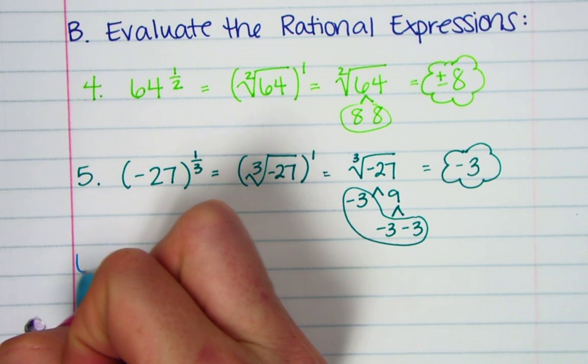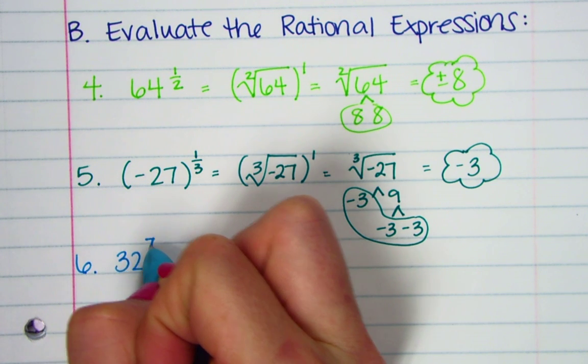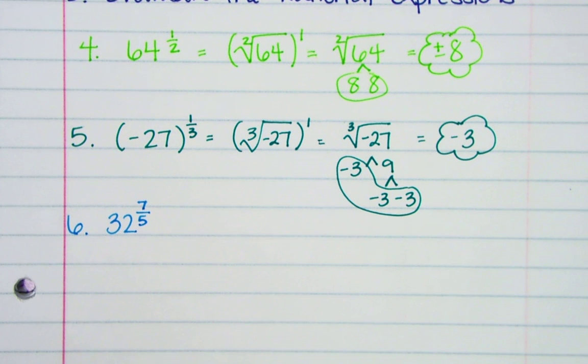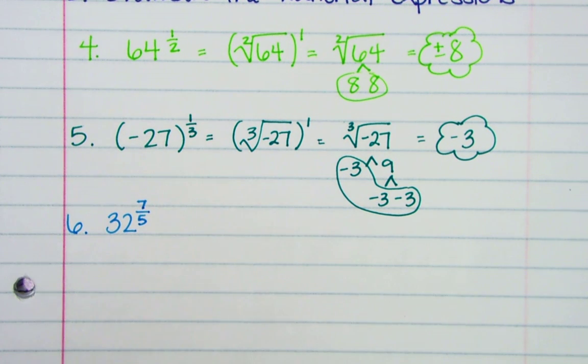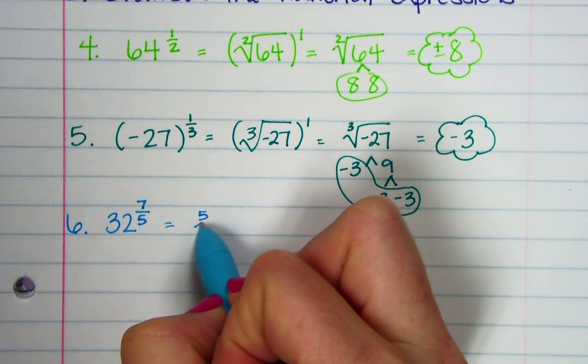6, 32 to the 7 over 5. Okay, so what's my n? 5, right? 5.